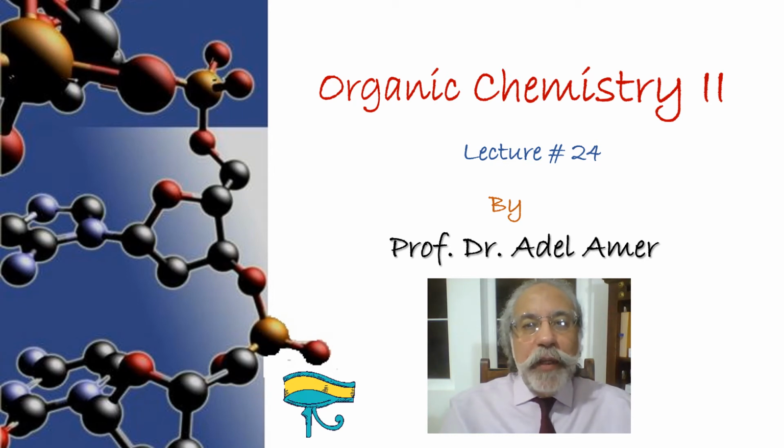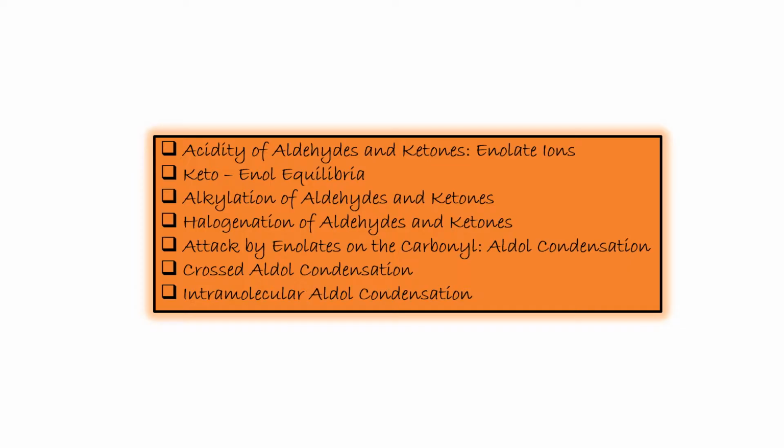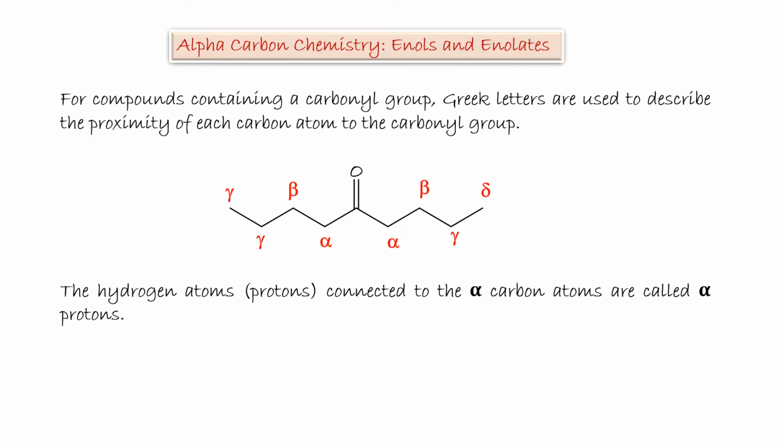Hello everyone. Welcome to lecture 24, Organic Chemistry 2. Today we will start on chapter 5, Enols, Enolates, and Aldol condensation. We will talk about acidity of aldehydes and ketones, enolate ions, keto-enol equilibria, and alkylation of aldehydes and ketones. Alpha carbon chemistry, enol and enolates.